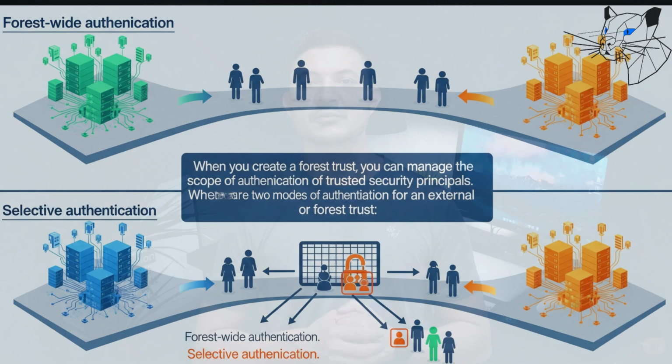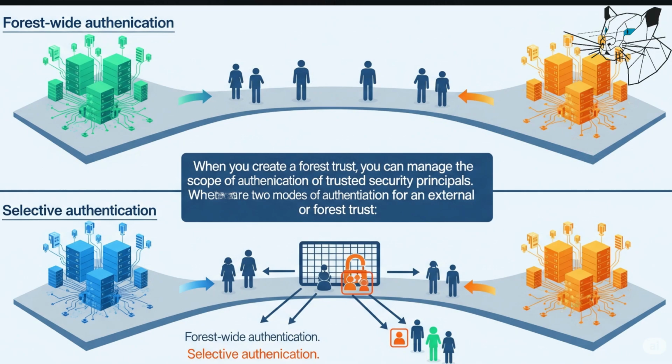Selective authentication. When you create a forest trust, you can manage the scope of authentication of trusted security principals. There are two modes of authentication for an external or forest trust: forest-wide authentication and selective authentication. Choosing forest-wide authentication enables all users in the trusted forest to authenticate for services and access on all computers in the trusting forest.